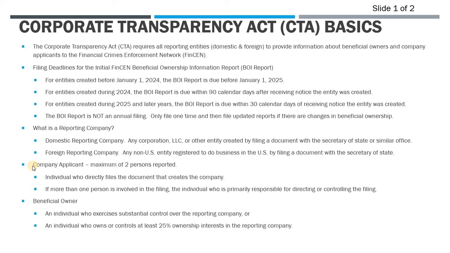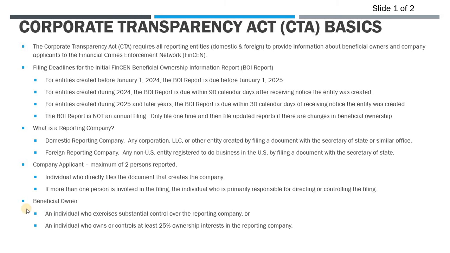Now, two things are reported here. We have the company applicants and then the beneficial owners. For company applicants, there are a maximum of two persons that could be reported, and the company applicant is the individual who directly files the document with the state to create the company. If you have more than two persons performing this job, so let's say it's a law firm that has a staff of 10 that's responsible for overseeing all this, it really comes down to just that one individual who's primarily responsible for directing or controlling the filing. In a lot of cases, the company applicant and the beneficial owner will be the same person.